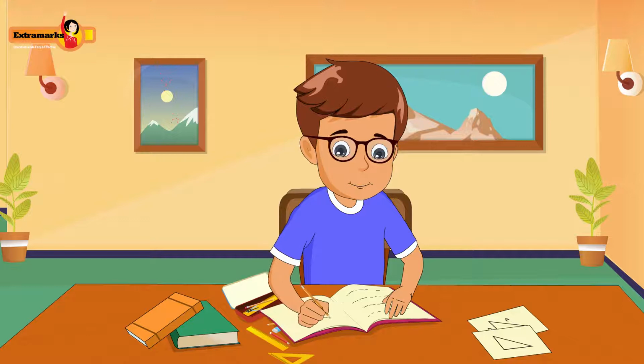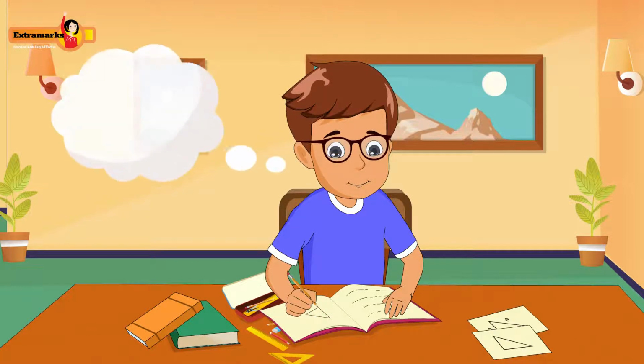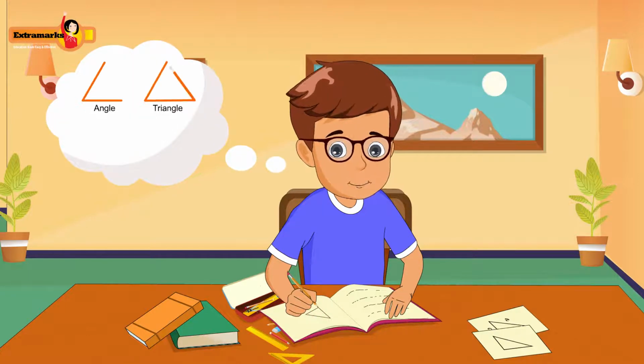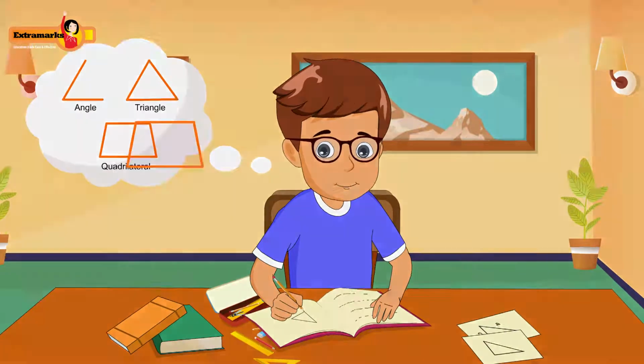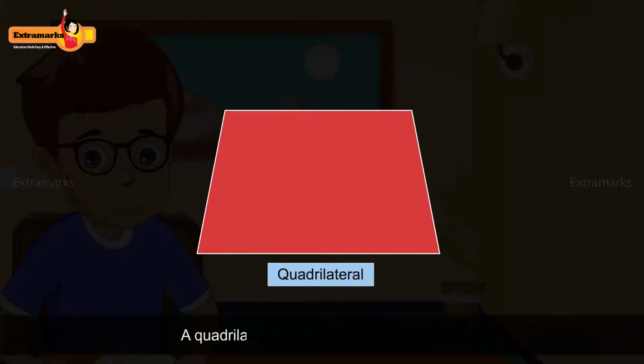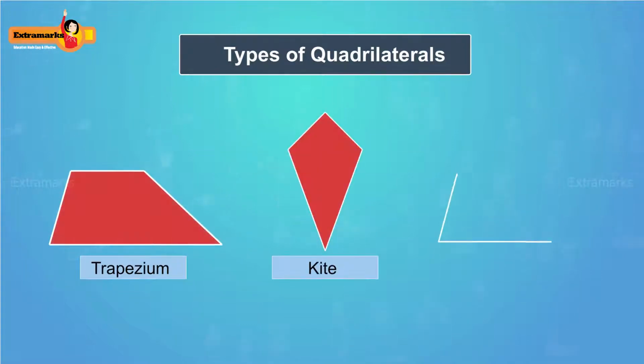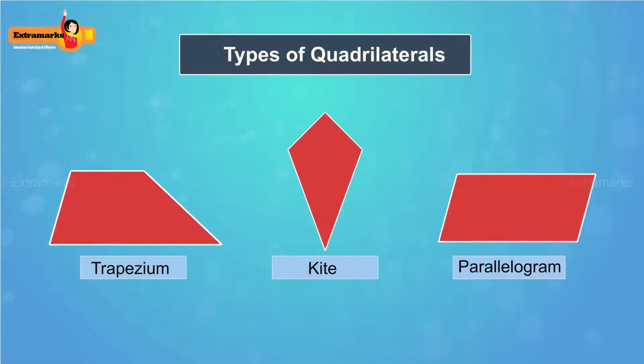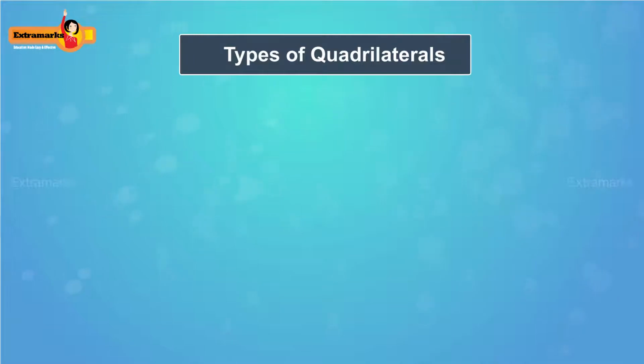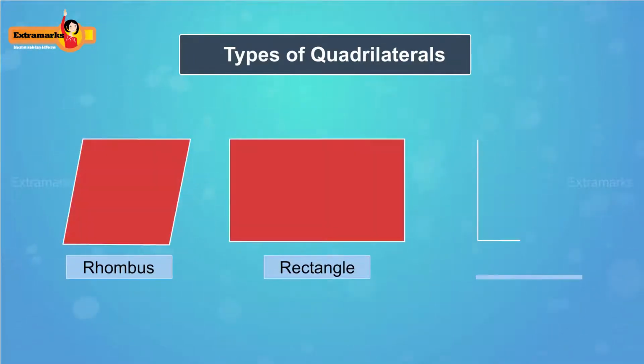When we talk about geometry, various shapes come into our minds such as angle, triangle, quadrilateral and so on. You already know that a quadrilateral is a polygon with 4 sides. Also, you are familiar with different types of quadrilaterals such as trapezium, kite and parallelogram. Here, we will discuss some more types of quadrilaterals: rhombus, rectangle and square.